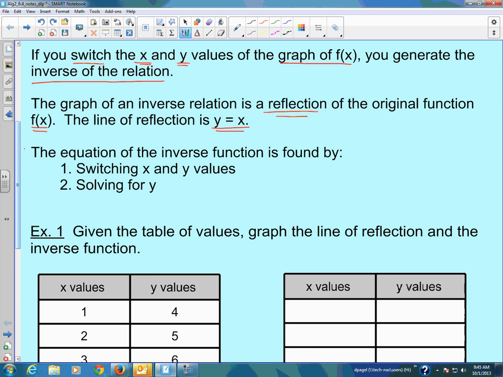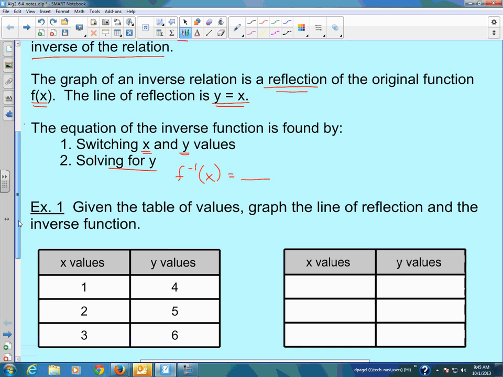Equations for inverse functions. We do two things. We take the original f of x or g of x function, and we switch x and y, and then we solve for y. And when we solve for y, we'll be writing it with this notation: inverse of f of x equals, and then our equation. Okay, so those are the things to come here in the next couple minutes as we run through this.